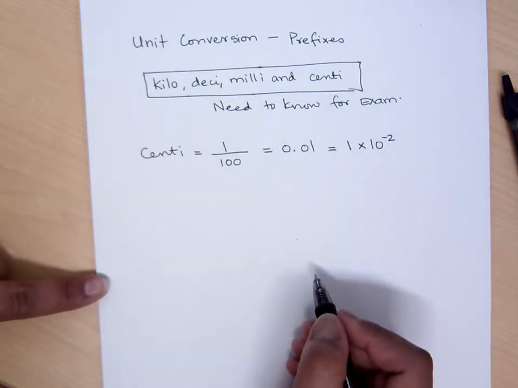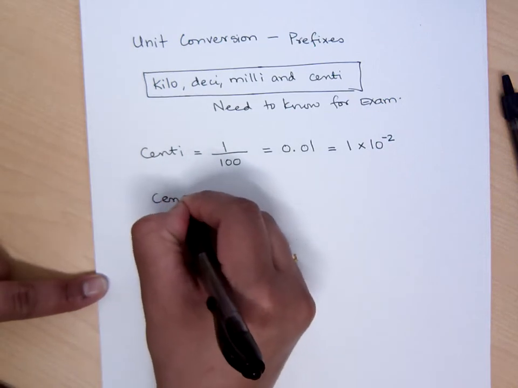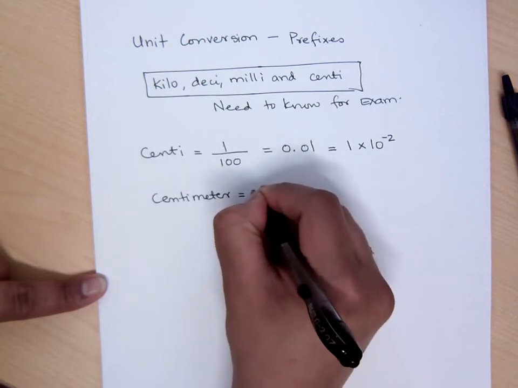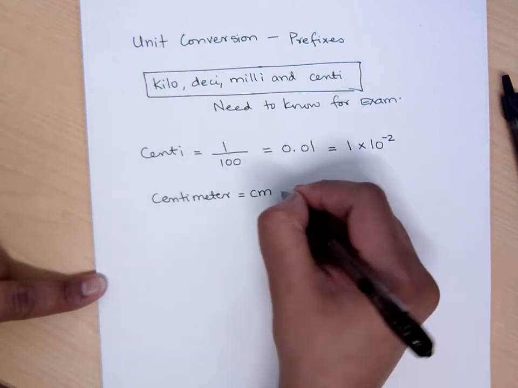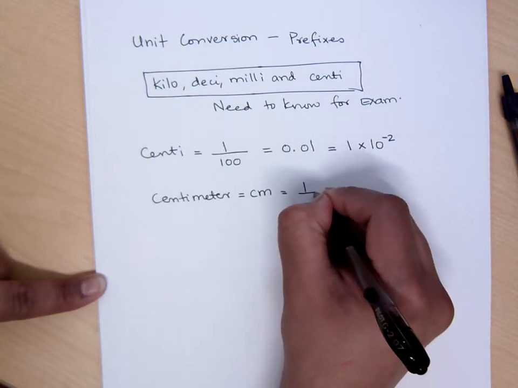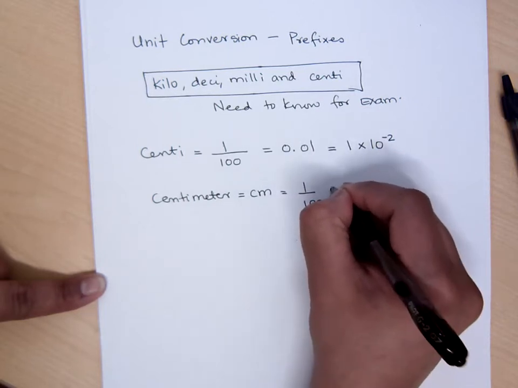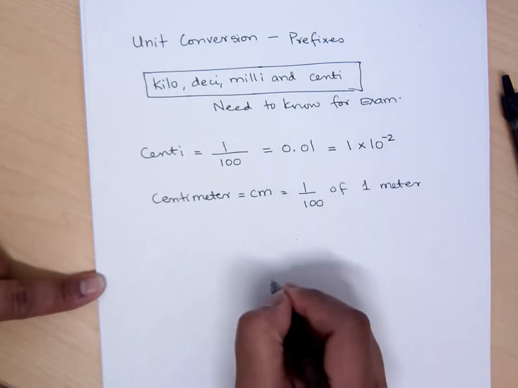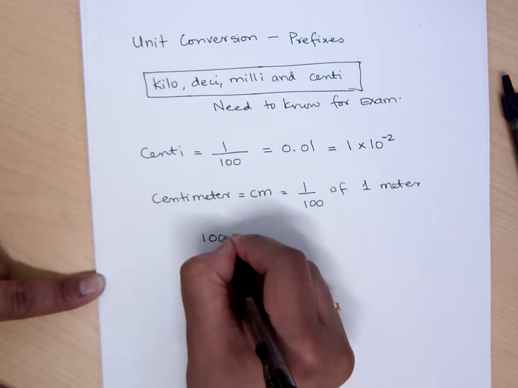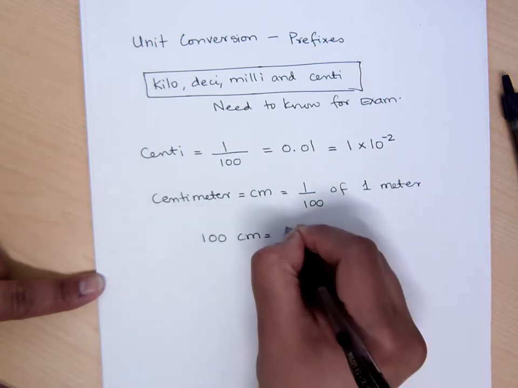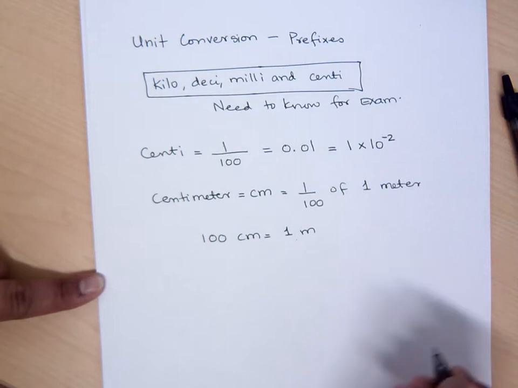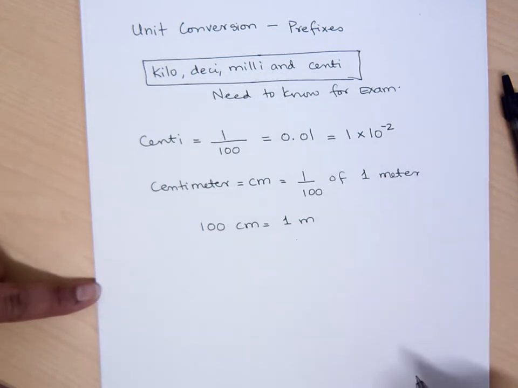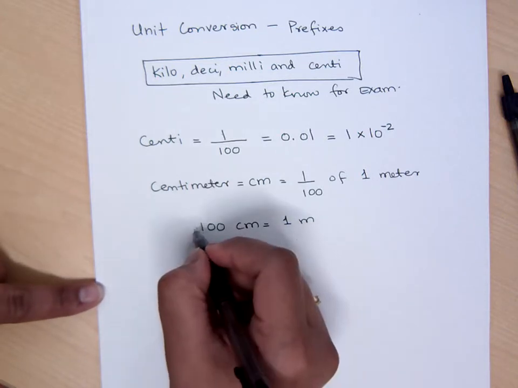So if we are trying to find what is the value of a centimeter, we need to realize first what the abbreviation is, which is cm. Then it is equal to 1/100 of 1 meter. We can also put this as 100 centimeters are equal to 1 meter. Now you can use any form of this conversion to solve for any question.